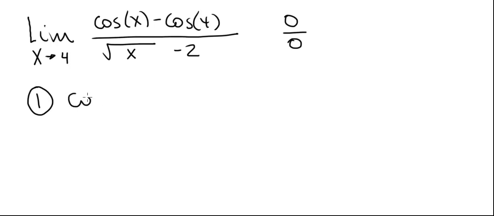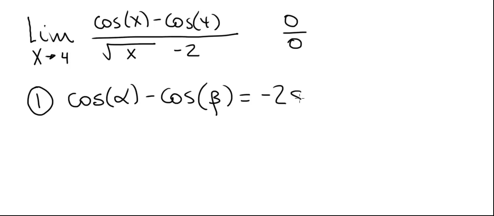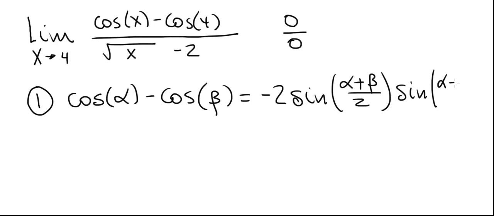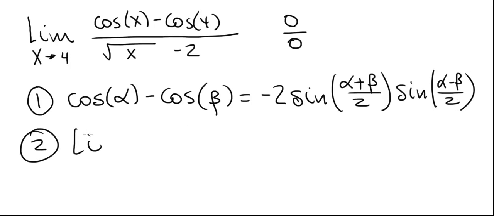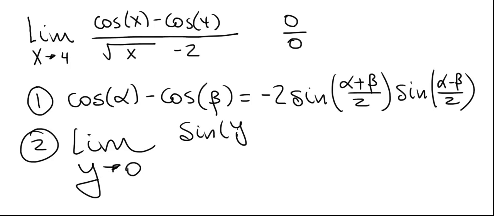First result is a trig identity, which says cosine of alpha minus cosine of beta is equal to minus 2 sine of (alpha plus beta) over 2 times sine of (alpha minus beta) divided by 2. And then the result number 2 is the limit as y approaches 0 of sine y divided by y equals 1. Notice that the numerator here fits cosine alpha minus cosine beta, with alpha being x and beta being 4.